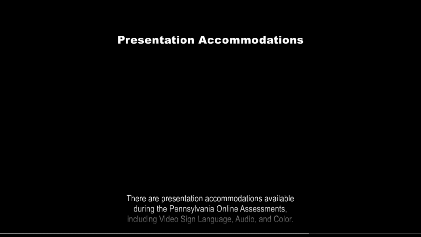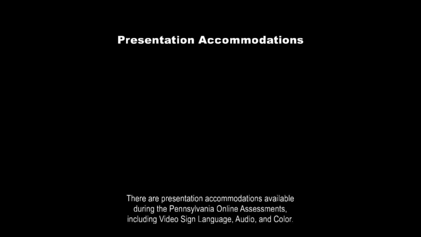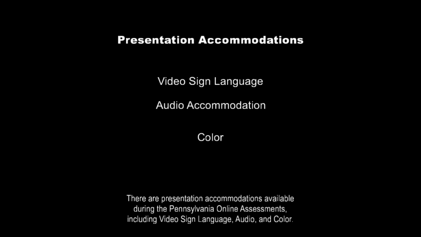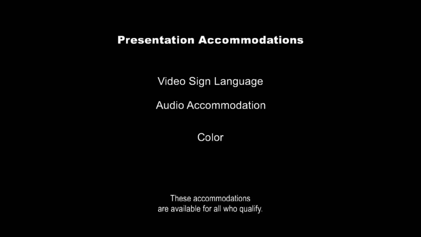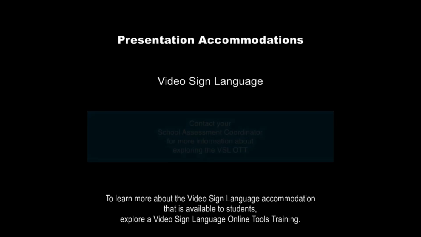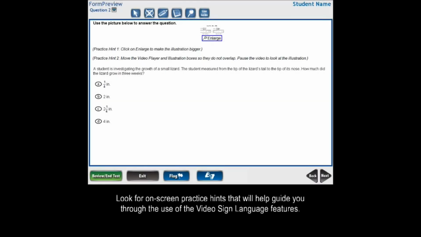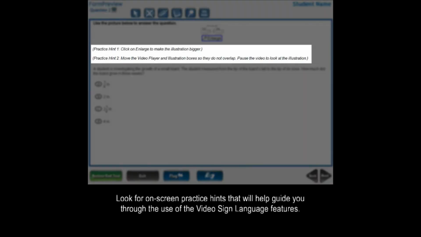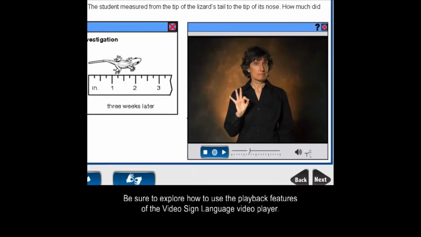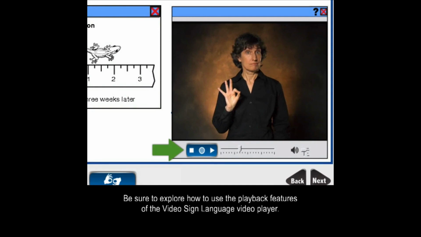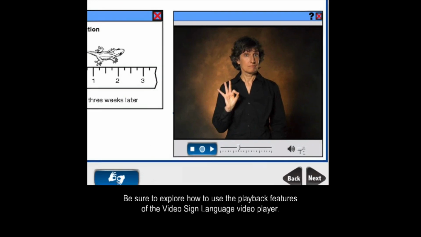There are presentation accommodations available during the Pennsylvania online assessments, including video sign language, audio, and color. These accommodations are available for all who qualify. To learn more about the video sign language accommodation that is available to students, explore a video sign language online tools training. Look for on-screen practice hints that will help guide you through the use of the video sign language features. Be sure to explore how to use the playback features of the video sign language video player.